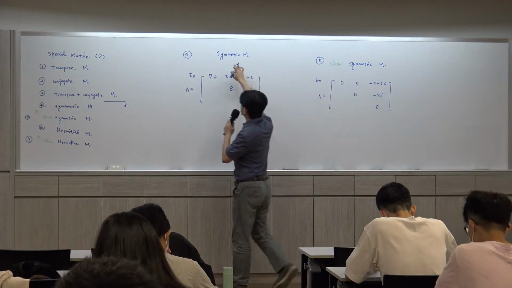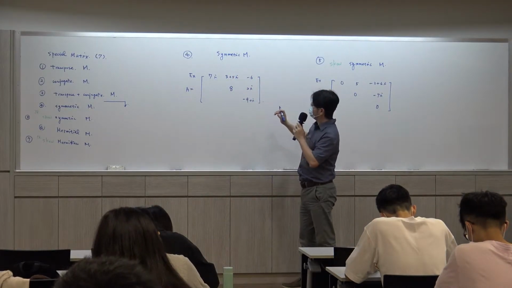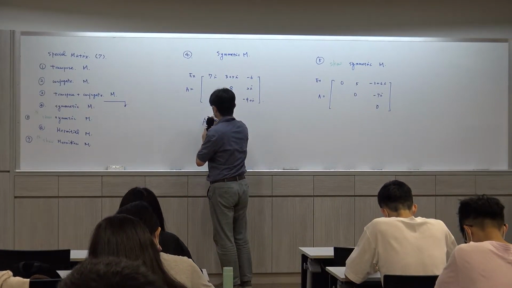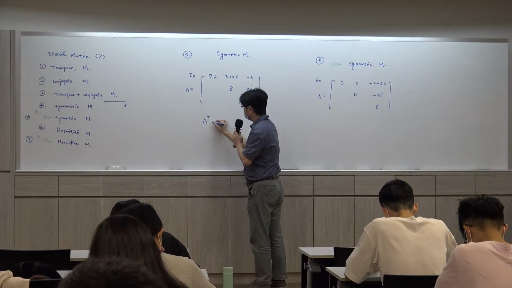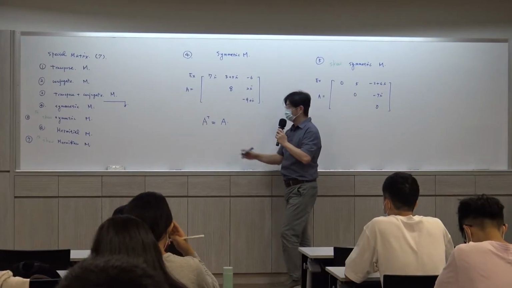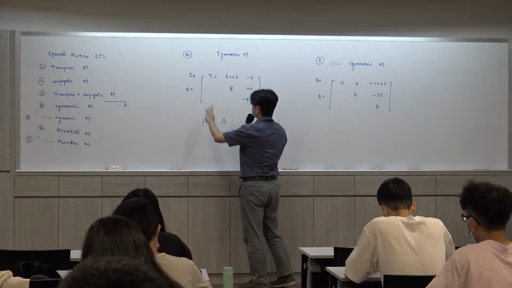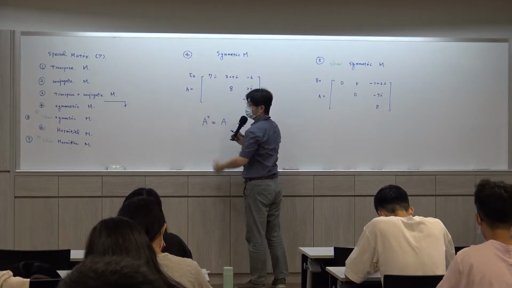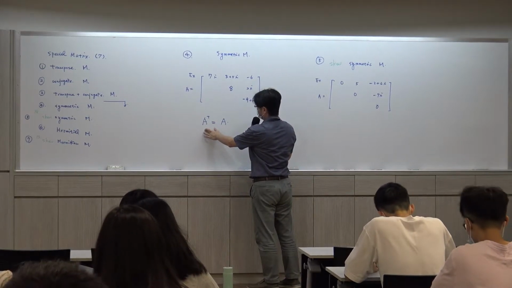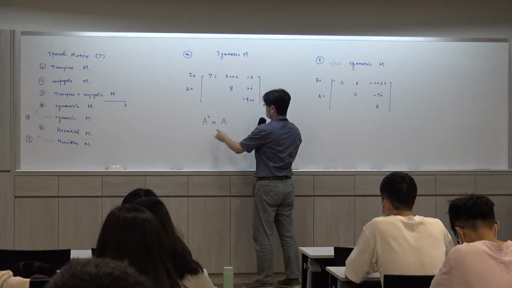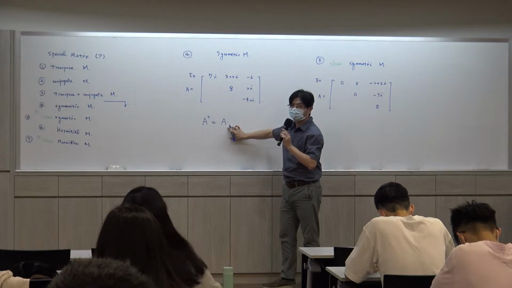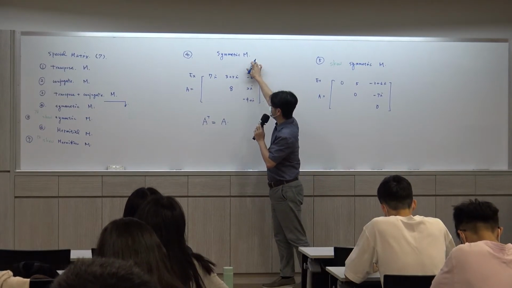Okay, let's look at the symmetric matrix. The definition for the symmetric matrix is that the transpose matrix equals the original matrix. If you exchange the row with the column, then it's called a transpose matrix, right? So if you find the transpose matrix equals the original matrix, it is a representative symmetric matrix.